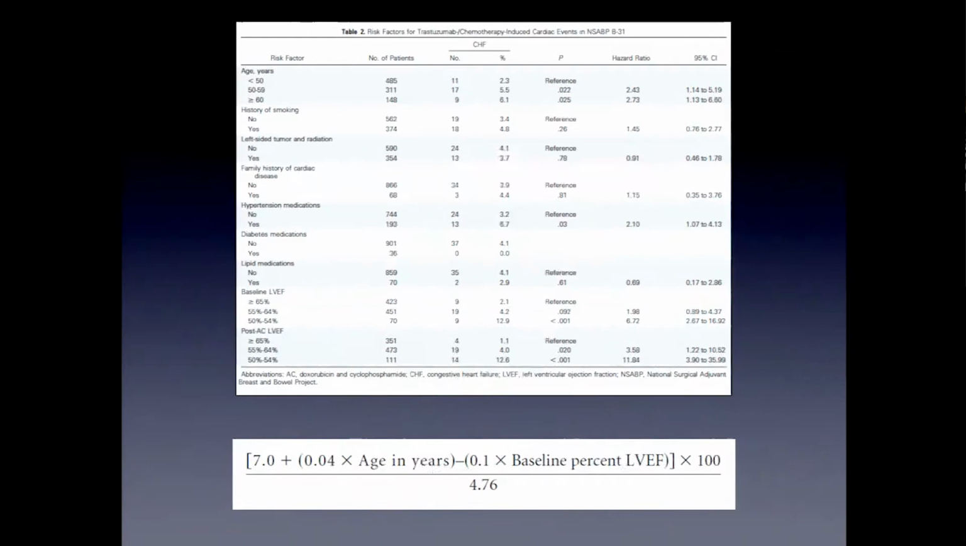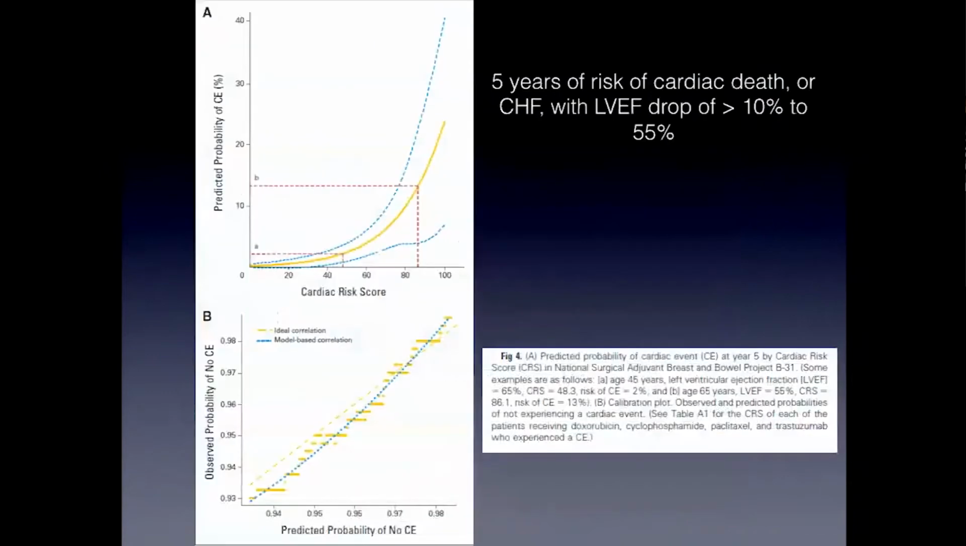This is so simple, but it's so simple and so effective at the same time, because they actually propose a mathematical calculation where all you have to do is plug in the age of the patient and the baseline ejection fraction, and it will calculate the risk for you. Let me just show you a couple of examples.